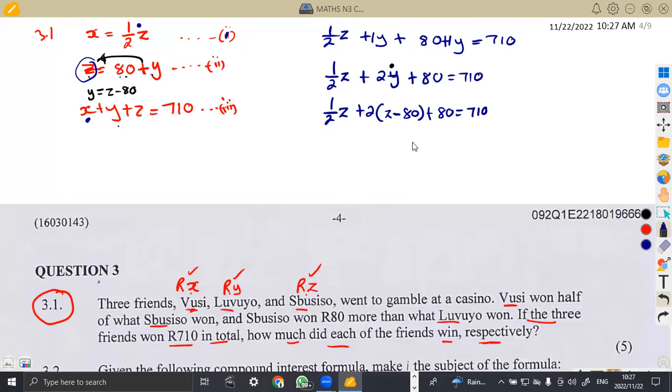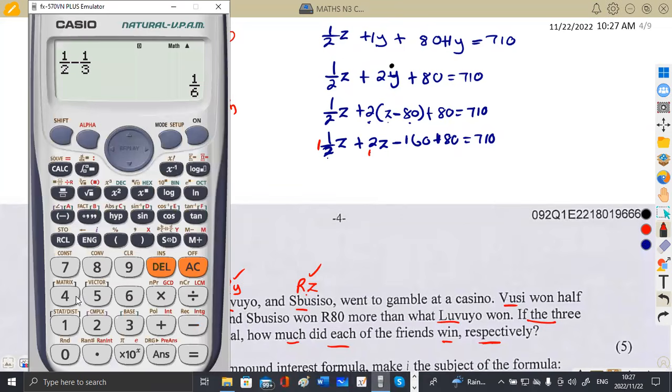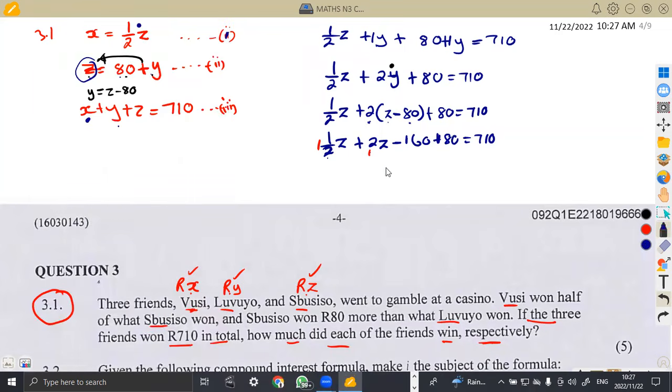Okay, so that means we can calculate Z because this is now in terms of Z. So half of Z plus 2 times Z, that is 2Z, 2 times minus 80, that's minus 160, plus 80, which is going to be 710. Okay, so let's collect like terms. Half Z plus 2Z, these are like terms, so you can add half and 2. If we add half plus 2, what do we have? That's 1 over 2 plus 2, so this is going to be 5 over 2 or 2,5. So we are going to have 2,5 Z.